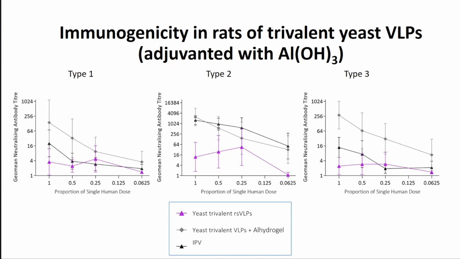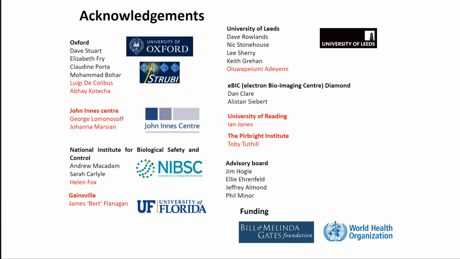And this shows the immunogenicity in rats, where the purple line shows the non-adjuvanted yeast trivalent particles, where we get a much lower response to all three serotypes than we do with IPV. However, with the simple addition of aluminium hydroxide, that's converted to a much, much better response, in fact, higher than we see with IPV. So that briefly summarizes what we've achieved so far in this consortium.